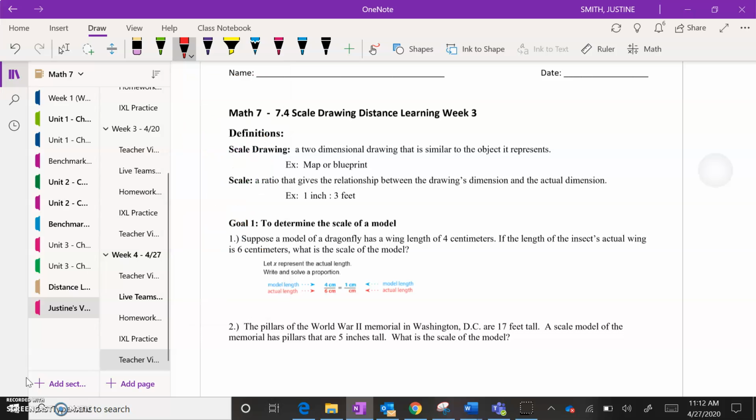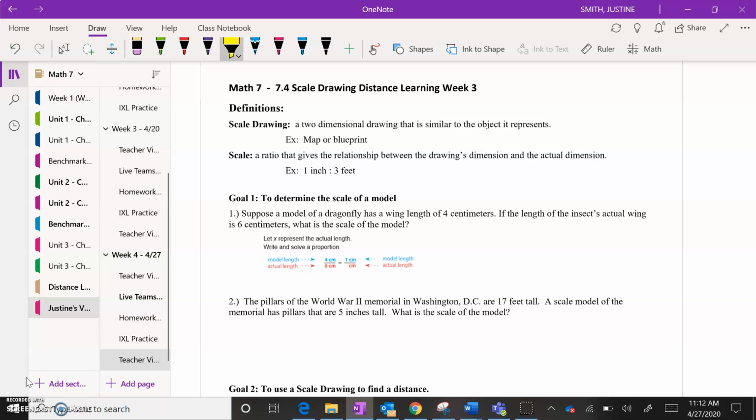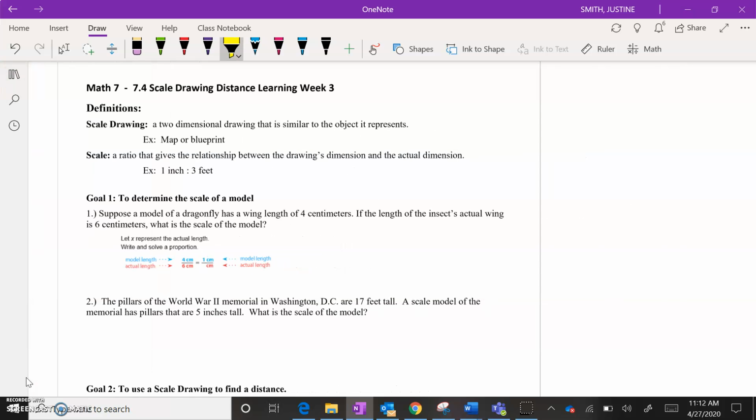All right, so we are moving on here and looking at scale drawings. First thing we're going to do is go through a couple of definitions. A scale drawing is basically a two-dimensional drawing that is similar to the object it represents. If you think of a map or a blueprint, that would be an example of a scale drawing. When you're looking at a map, it's much smaller than real life. Or if you're building a building, you have a blueprint, which is much smaller than the real actual building.